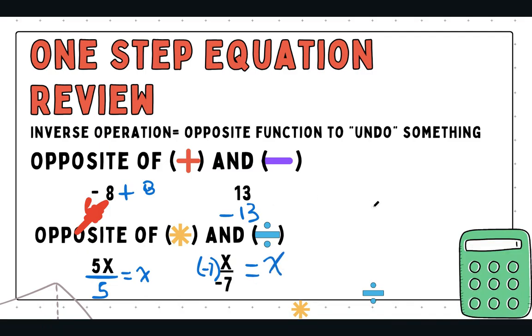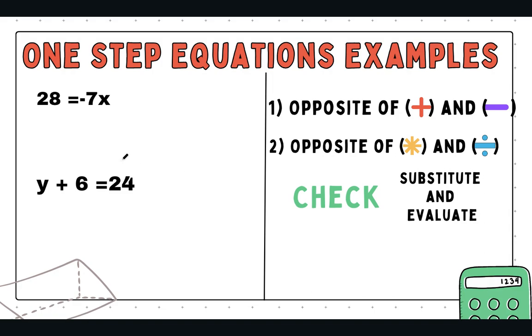So let's look at some actual one-step equations here. We have 28 is equal to -7 times x. The first thing we're going to do is the opposite of addition and subtraction. But we don't have any addition and subtraction in this example, so we move on to the next choice. Next, we do the opposite of multiplication or division. Since -7 times something is equal to 28, the opposite of multiplying by -7 is to divide by -7.